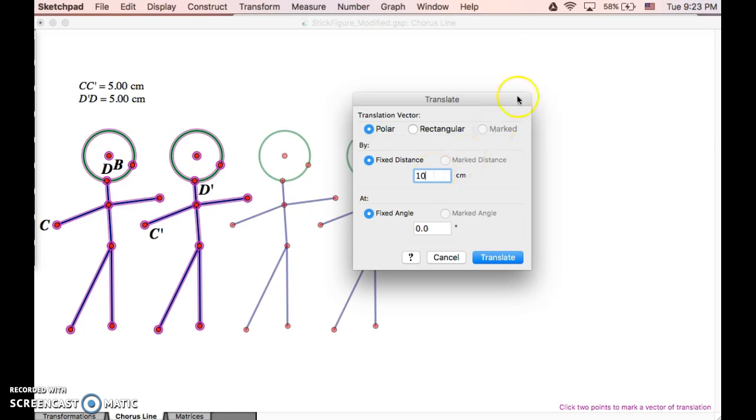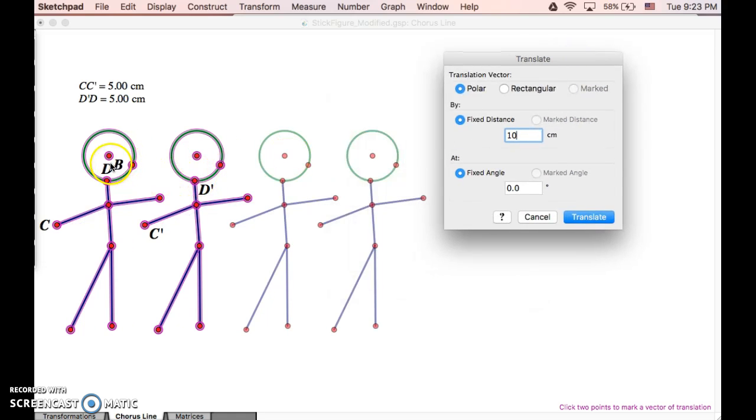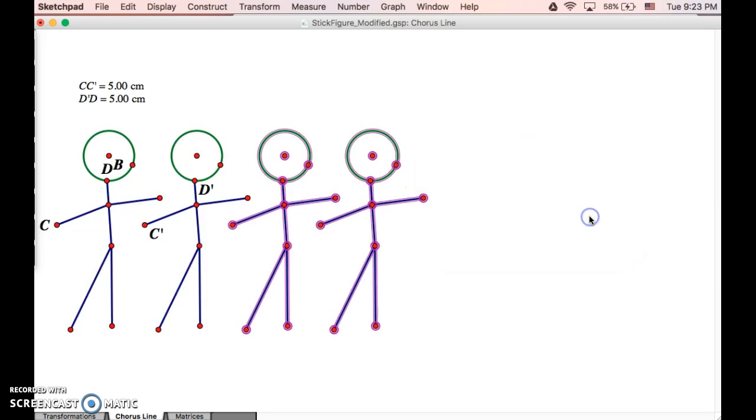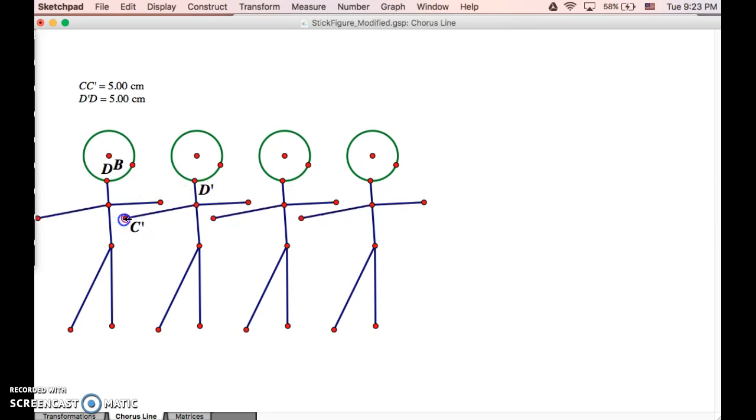We want this to translate all the way here, and this all the way here. So we need to have 5 times 2, which is 10 centimeters. Okay, let's translate them. Now let's see what happens. They are all dancing together.